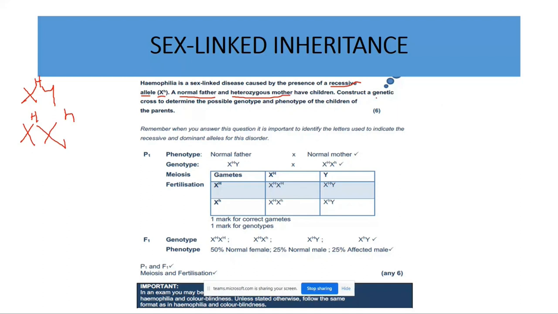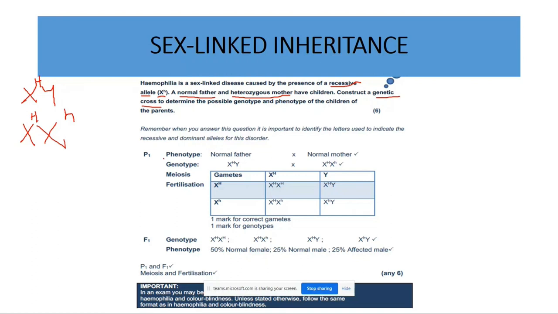Construct a genetic cross to determine the possible genotypes. So very important. Remember when you answer this question, it's important to identify the letters used to indicate the recessive and the dominant alleles. And we know big H is the dominant, and that small h is the recessive.